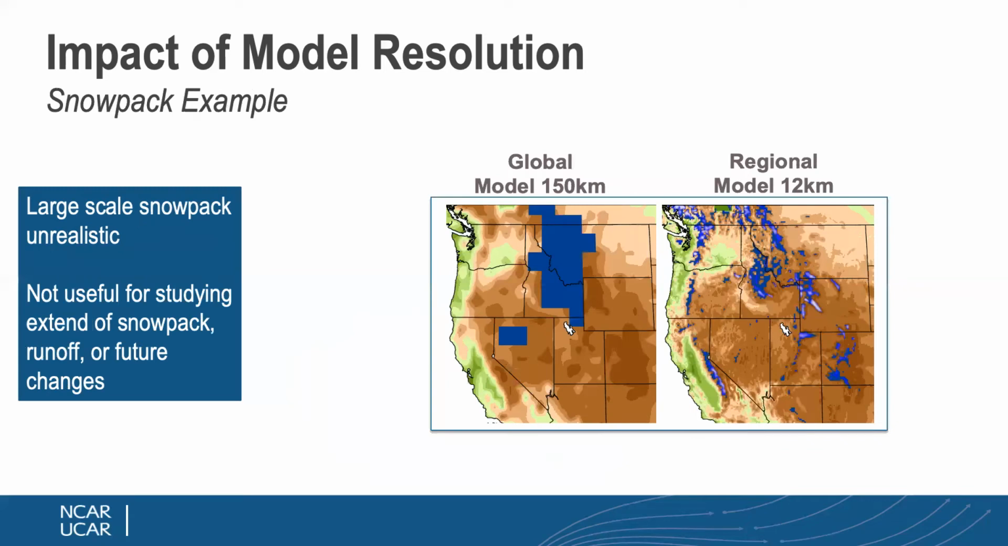If we look at the impact of snow, the two figures that I'm showing you are from a global climate model on the left and a regional climate model on the right. And you can see that the global climate model does not give a realistic snowpack, and it's therefore not useful for studying the extent of snowpack, runoff, or future changes. So if snow is what you're interested in, you're going to have to downscale with a regional model to get the right representation of snow in the model.